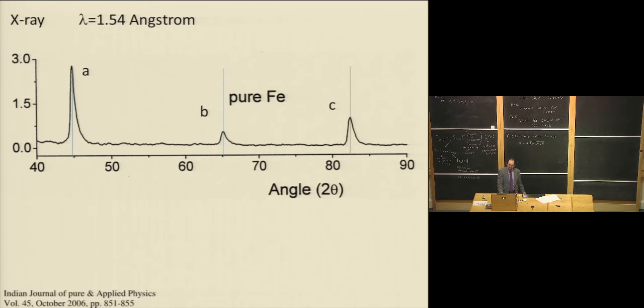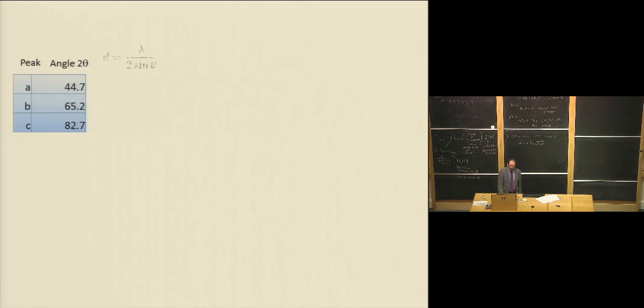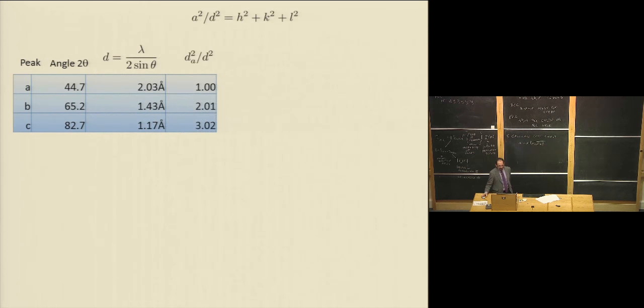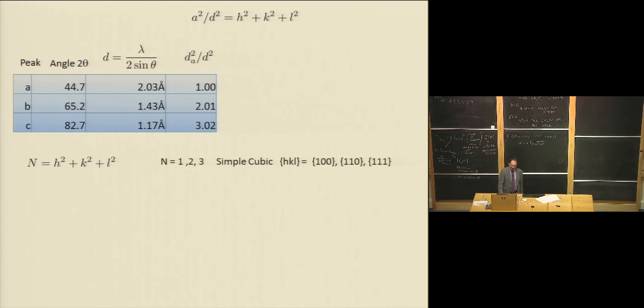So we go through the same exercise of measuring the angles, calculating the lattice plane spacing, and taking the ratio of the first lattice plane spacing to the various lattice plane spacings. d, 2.03 squared over 1.4 squared is 2, 2.03 squared over 1.17 squared is about 3. We realize those are in the integer ratios of 1, 2, and 3. So those could be 2 possibilities. Either it's simple cubic, and then these scattering peaks correspond to 1, 0, 0, 1, 1, 0, and 1, 1, 1, meaning this integer n, h squared plus k squared plus l squared, is 1, 2, or 3. Or it could be n is 2, 4, and 6.